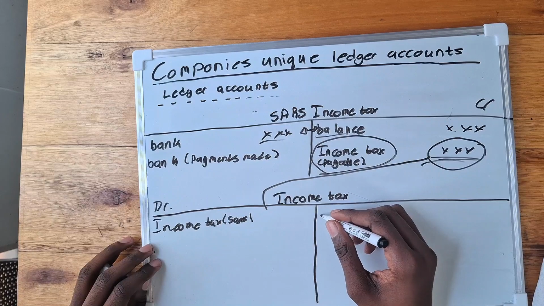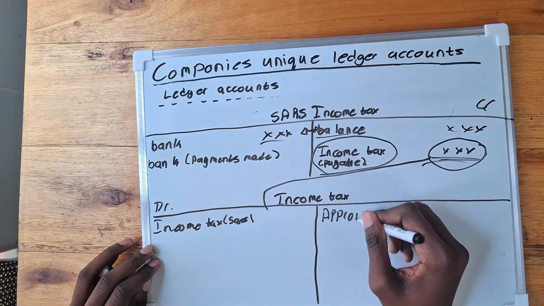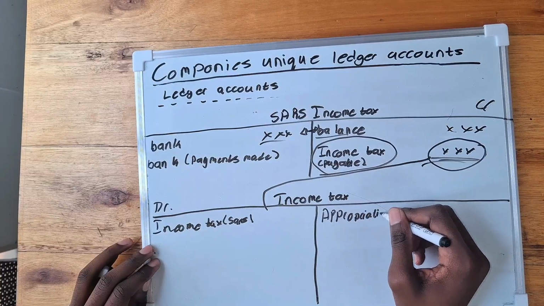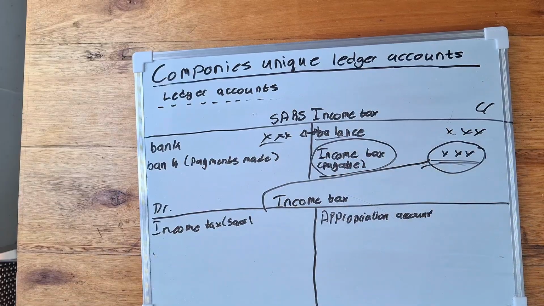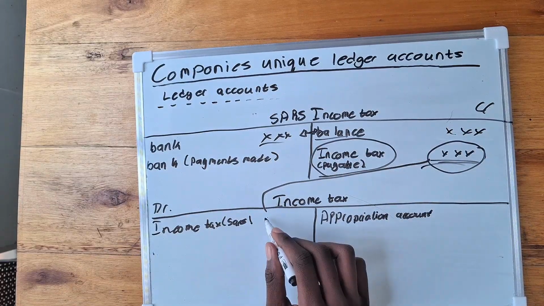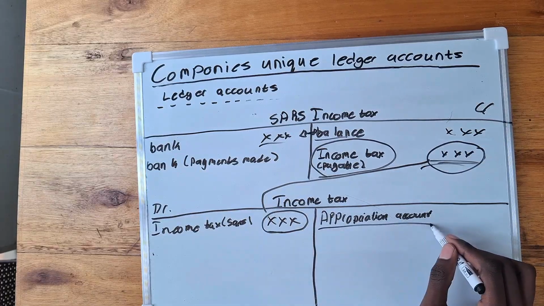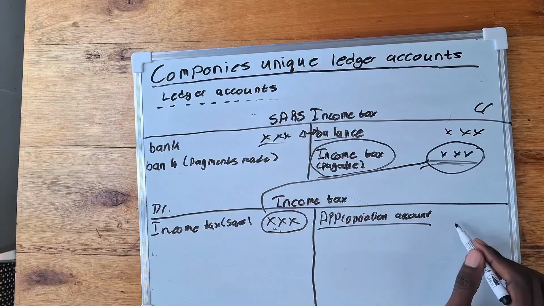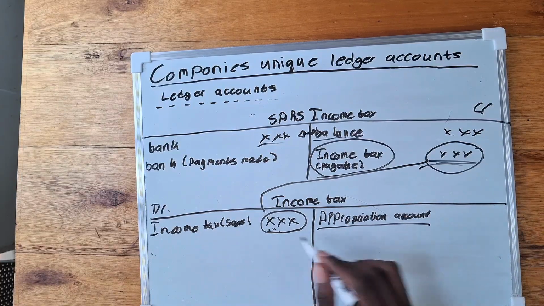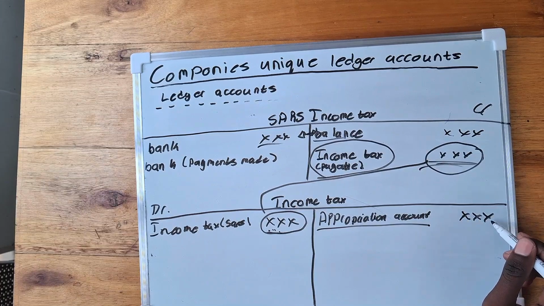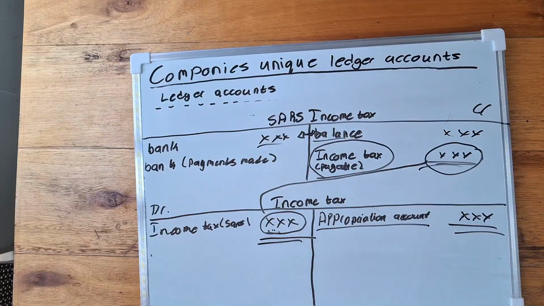Then on this side, you will be writing down something that we call the appropriation account. Now, unlike SARS, income tax only has one main amount, which is this one. So the appropriation account will just take this amount here, because there is nothing here. So you can just do this, then you could just close it after that. Then you're done with this one.